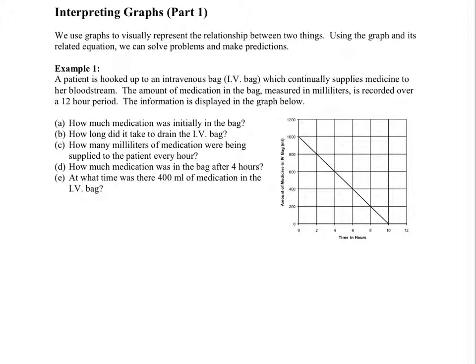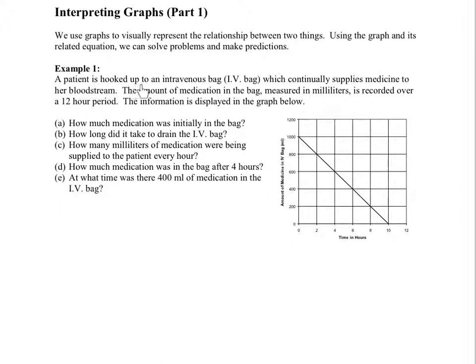So now that we understand the coordinate system a little bit and how it works in terms of the components and the coordinates of ordered pairs, we're going to use graphs to represent the relationship between two things. And in the last lesson, we talked about independent and dependent variables. So we're going to use the graph to answer questions, solve problems, and make predictions.